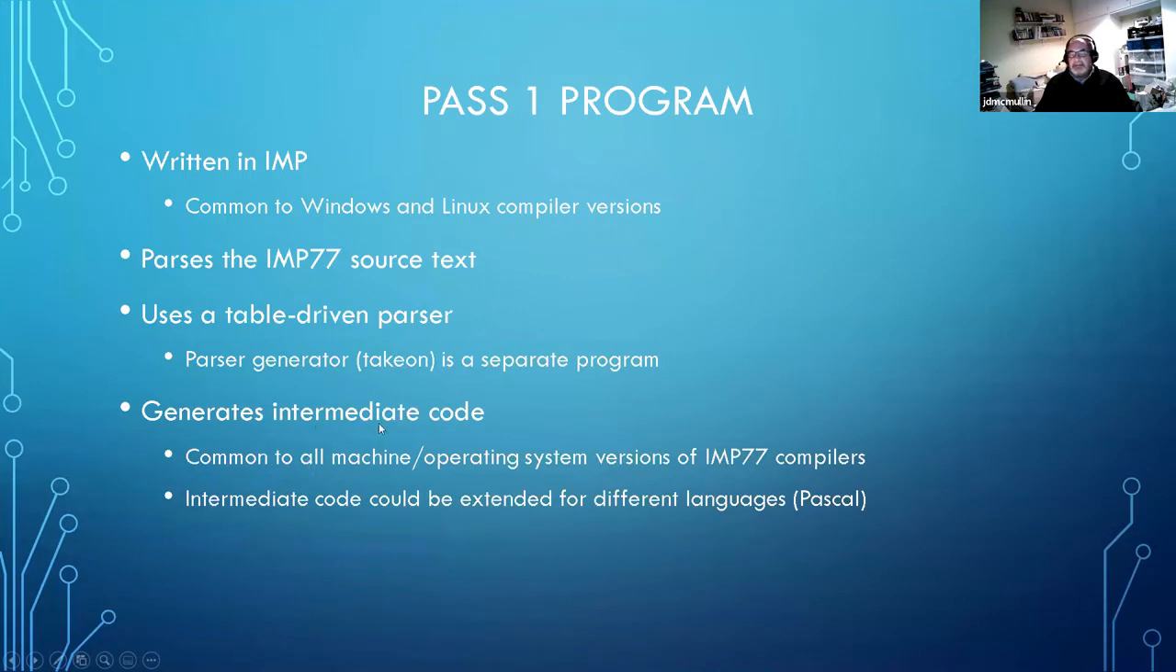Pass1 generates this intermediate code, which is common to all the machine and operating system versions of the IMP77 compilers. The intermediate code can be extended. I'll show some examples of what the intermediate code looks like later on. But you could use it to have the front end read Pascal if you wanted, but you'd have to modify the grammar that's fed into TakeOn, etc.